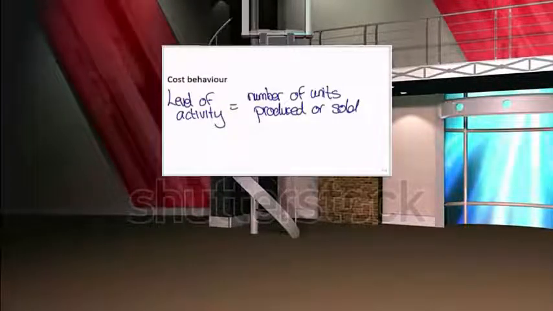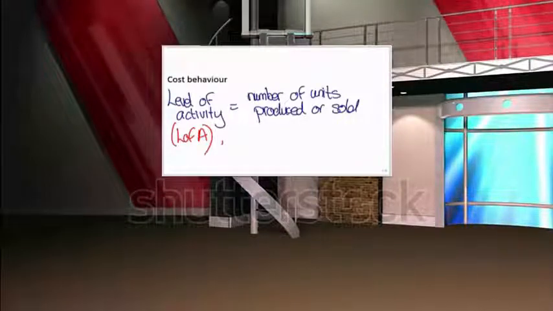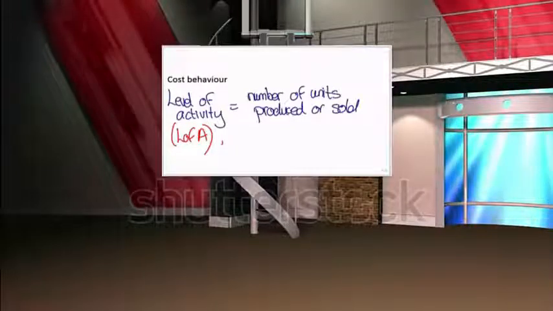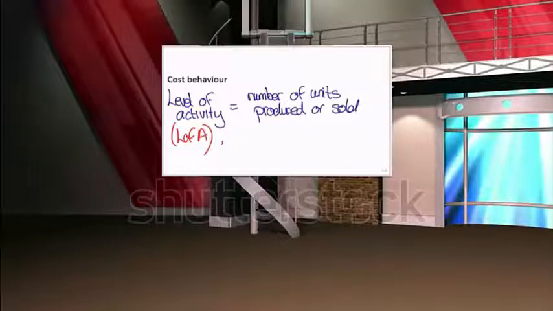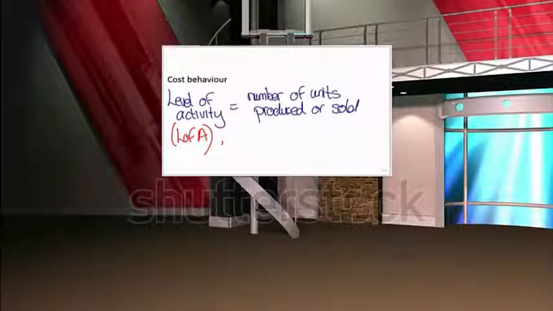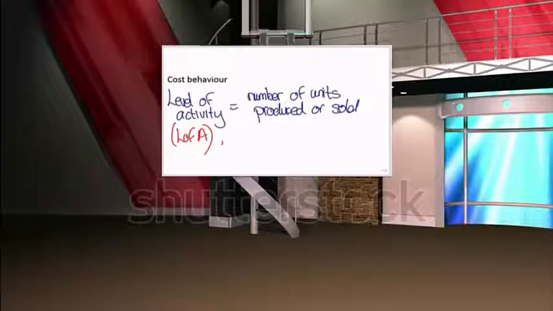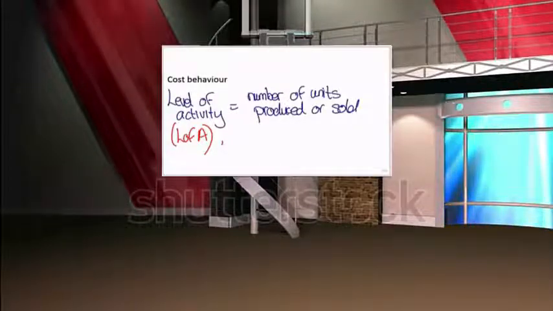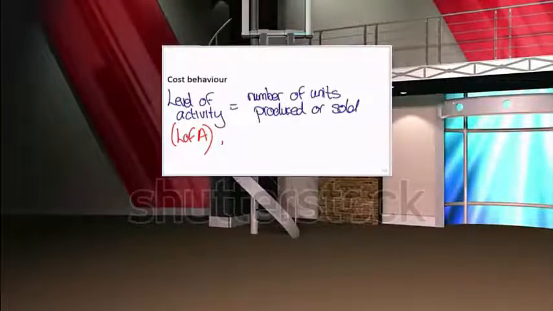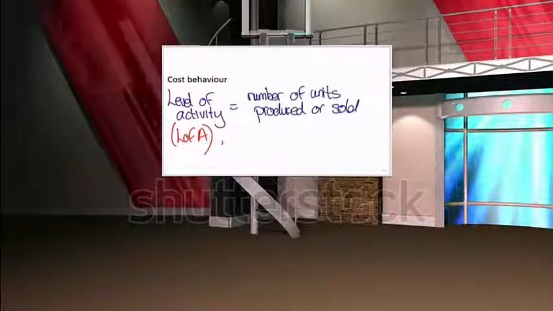From now on, I'm going to refer to level of activity as L of A. If we think about this, the concept is quite straightforward. There are some costs we would expect to stay the same regardless of how many units of our product we produce. But we're going to see other costs we would expect to increase or decrease depending on our level of activity. So if we get into our first cost behaviour then, we'll begin by looking at fixed costs.